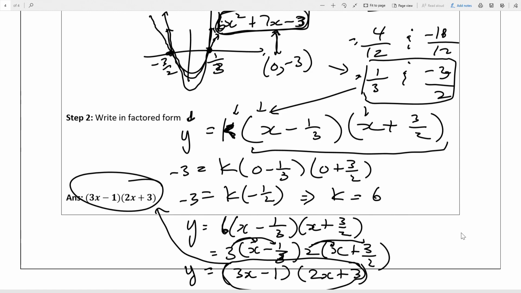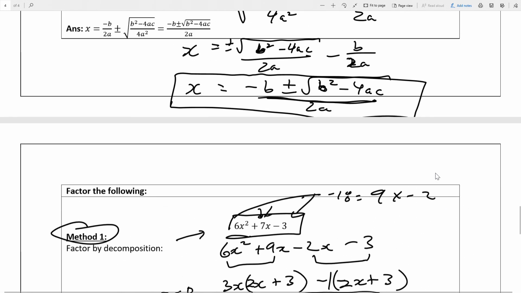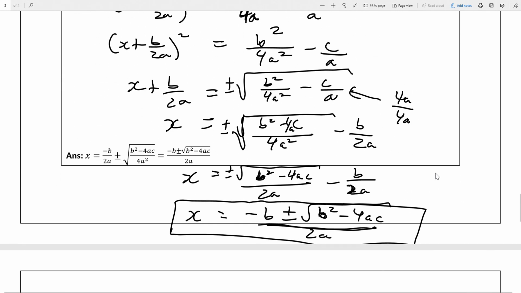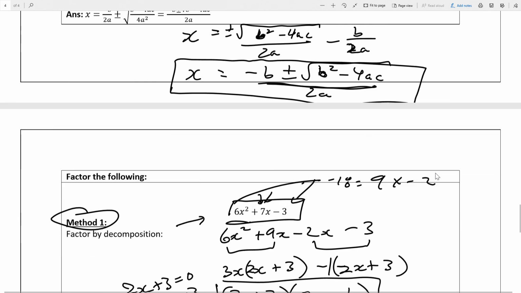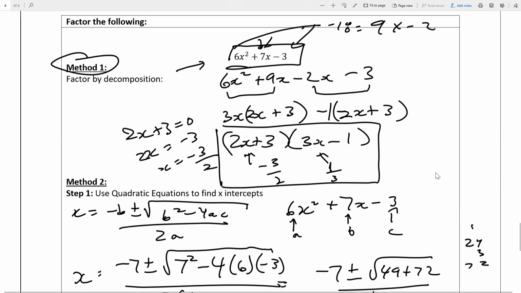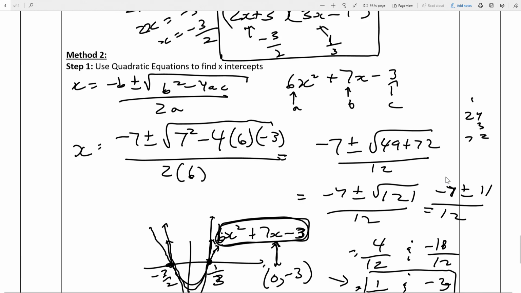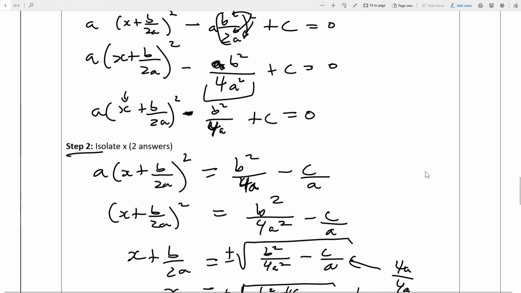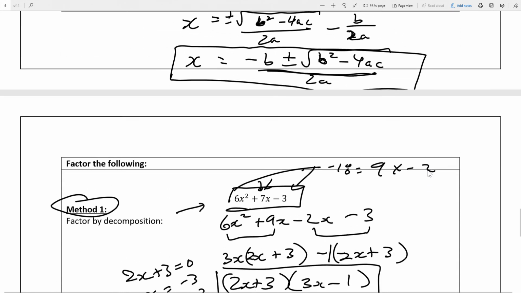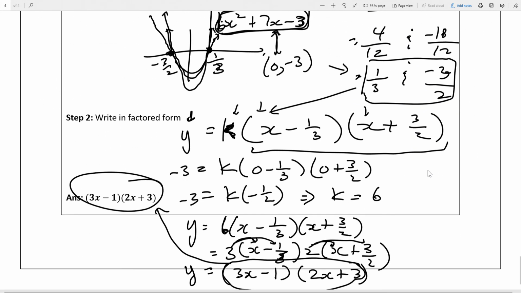Alright, so the main purpose of this video was to derive the quadratic formula and show you how to use the quadratic formula to find the x-intercepts, okay? And also use the quadratic formula to find the factored form.